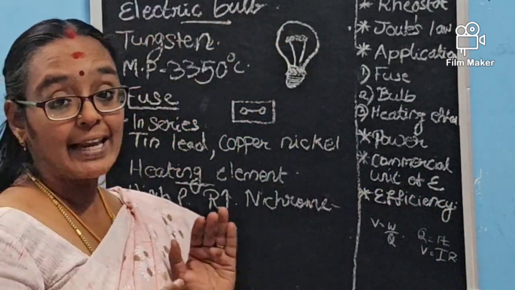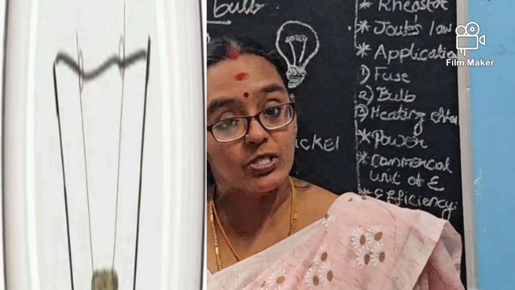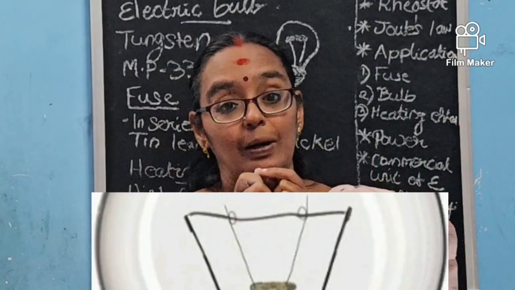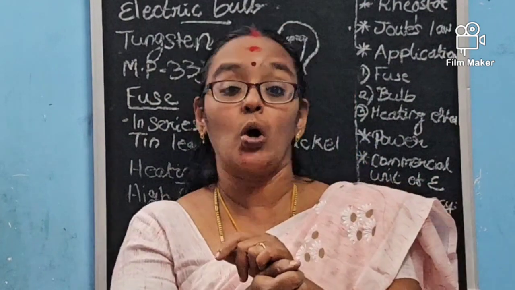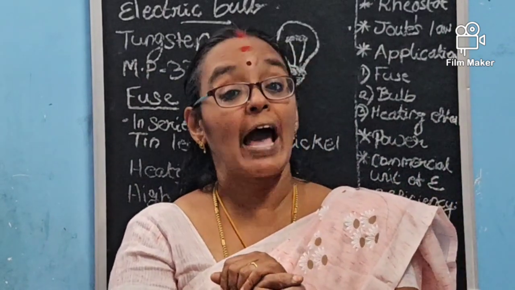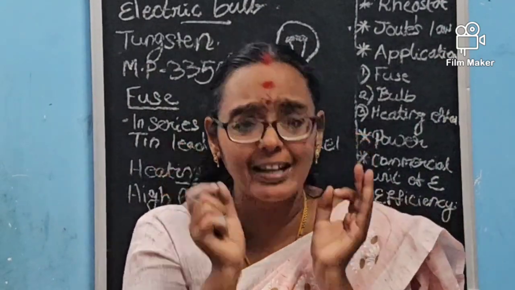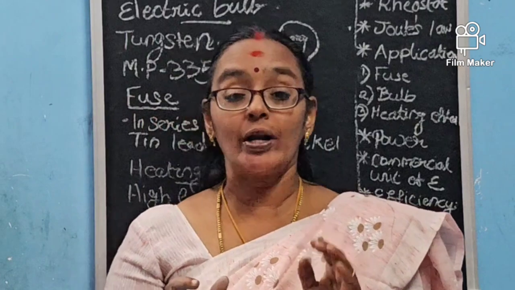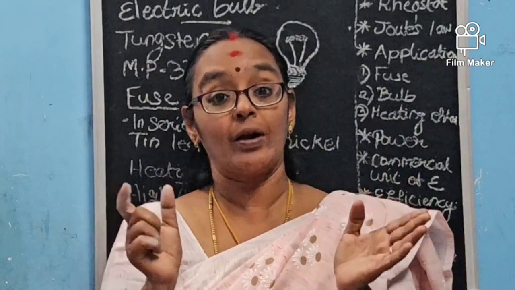The first one is the electric bulb. Have you seen the electric bulb? In the electric bulb, when it is in off position, we can see a small metal inside the bulb, isn't it? This metal is called tungsten. It's a pure metal. What is the specialty of the metal? It has a high melting point. Not just high, it has a very, very high melting point, about 3350 degrees Celsius. Only when the temperature reaches that extent will it melt.